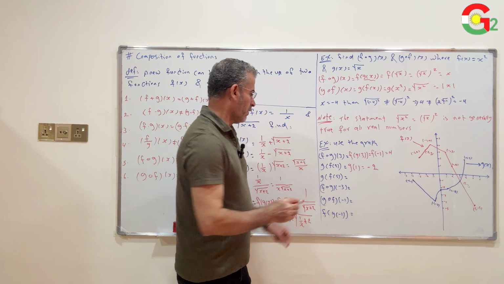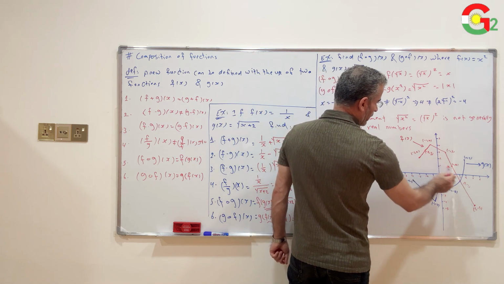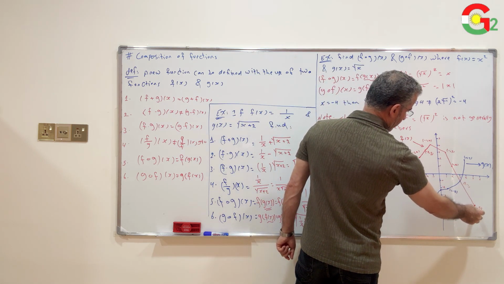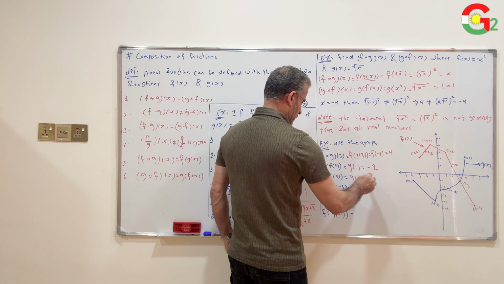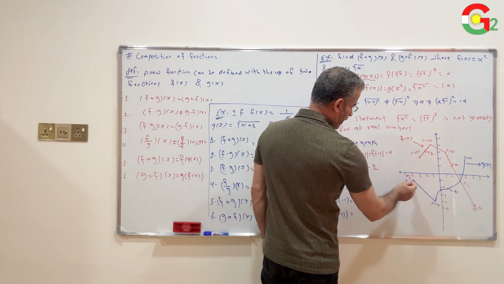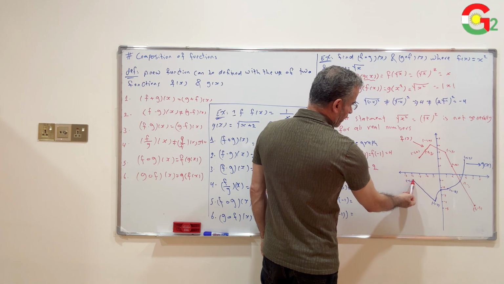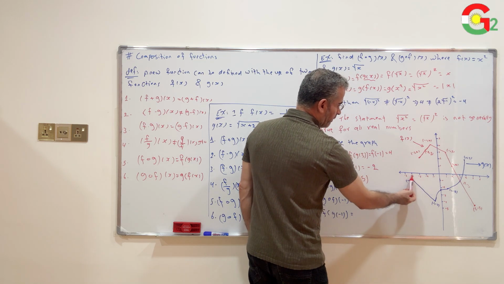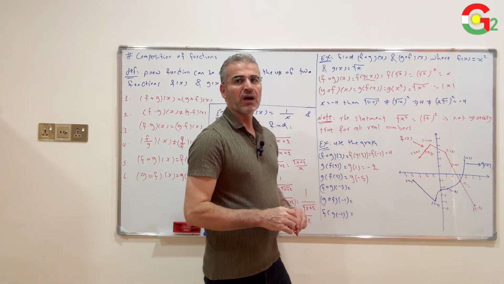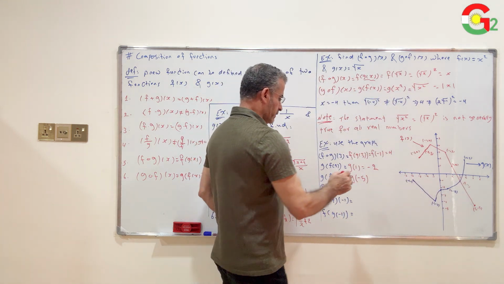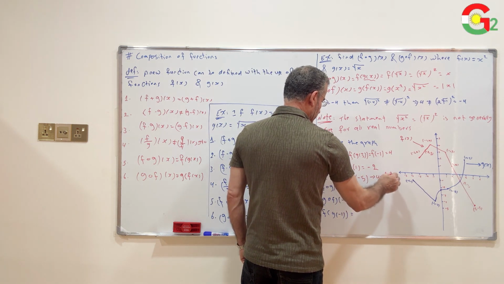g of f of 5. This is 5, this is f of 5, which is negative 5. g of negative 5: as you see, the domain of g is from negative 4 to 4. Then negative 5 is not in the domain of g, so it is undefined.